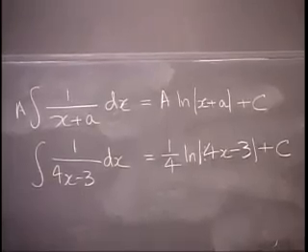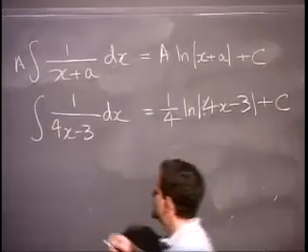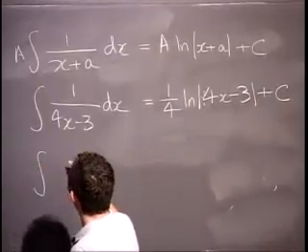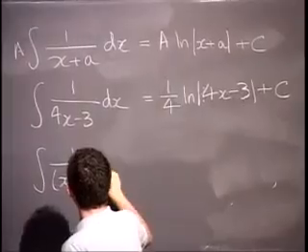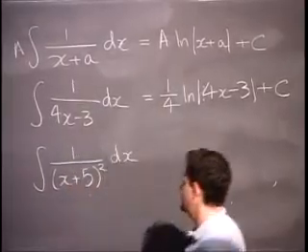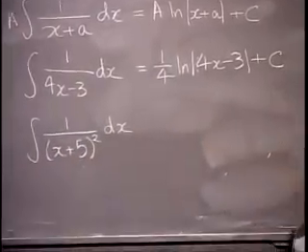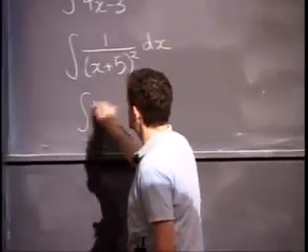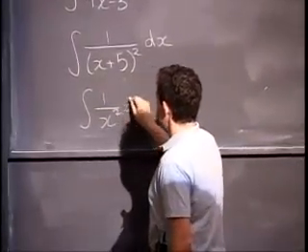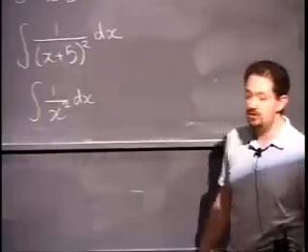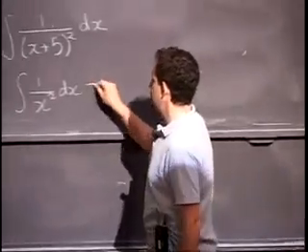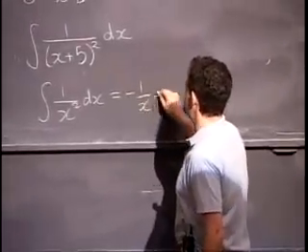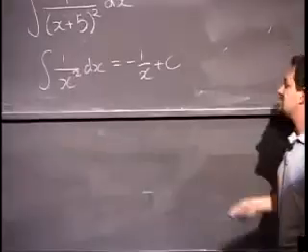So these sorts of things are quite easy. How about a power on the bottom? Suppose you have 1 over x plus 5 all squared. How do you integrate that? Well, how do you integrate 1 over x squared? Maybe you know the answer. After all, the derivative of 1 over x is negative 1 over x squared. I like to be able to just write down that particular one because it's quite common. Negative 1 over x plus c.